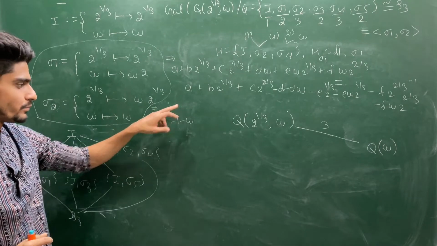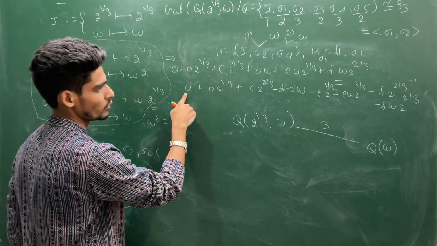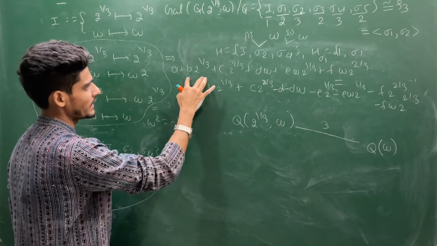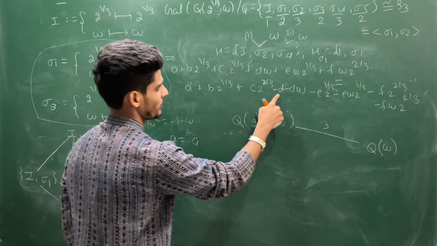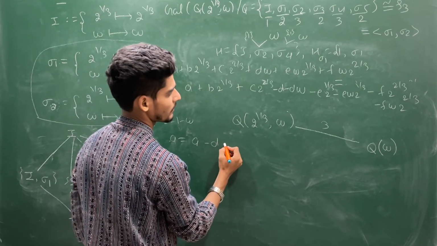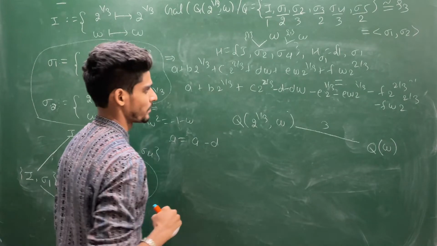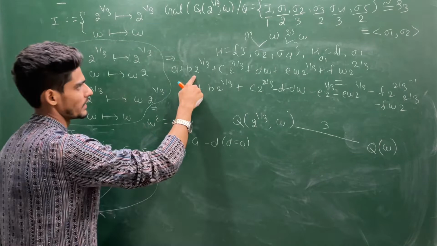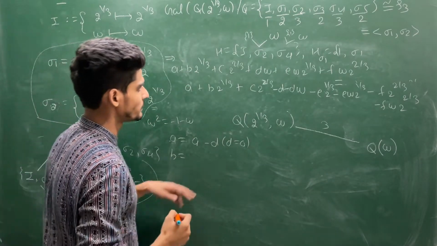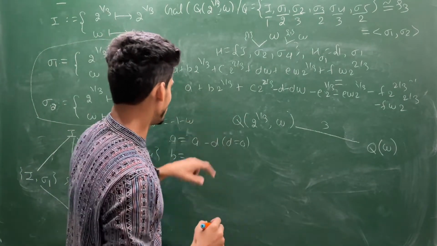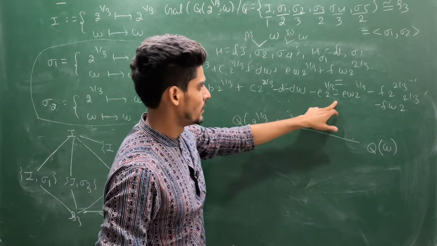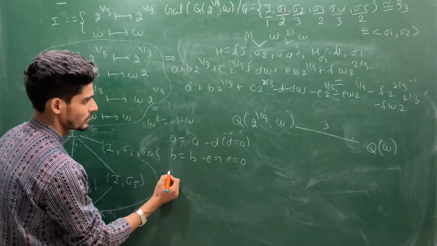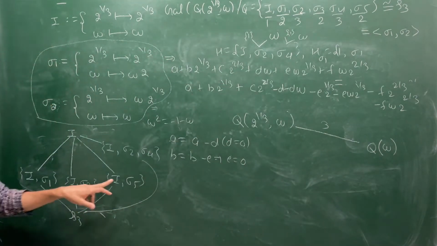Now you compare. Let's compare the constant term. Here you have only A, here you have A minus D, only minus D is there, so your D will be 0. You compare the term with 2 power 1 by 3, you are having B and B minus E, so this will imply E equals 0. I will do only this part, the rest two cases I will leave it to you.